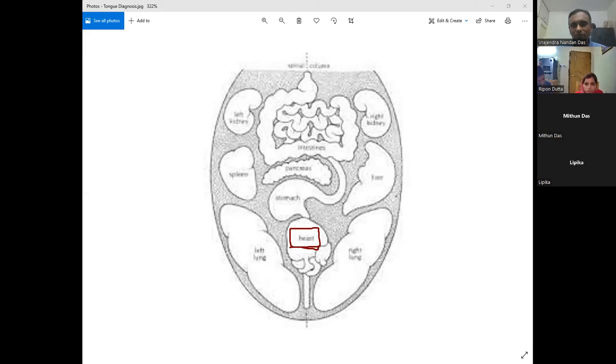So that bark of that Arjuna tree is very beneficial for the heart.